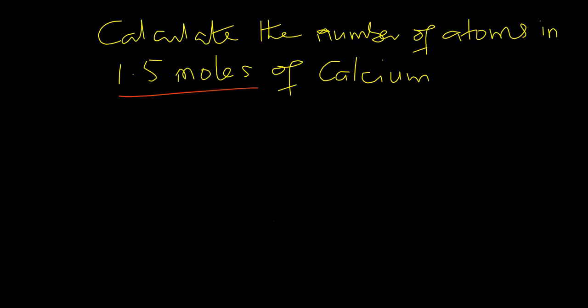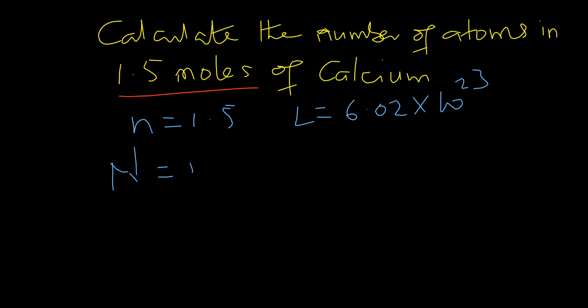In the next example, you will be asked to calculate the number of atoms in 1.5 moles of calcium. So the number of moles that has been given to you is 1.5. Avogadro's number would always be given to you, 6.02 times 10 exponent 23. So if you want the number of atoms, which is the number of particles, that will give us capital N. It is equal to the mole times Avogadro's number. So that will give us 1.5 multiplied by the Avogadro's number.